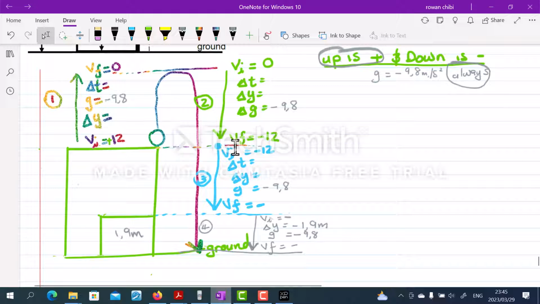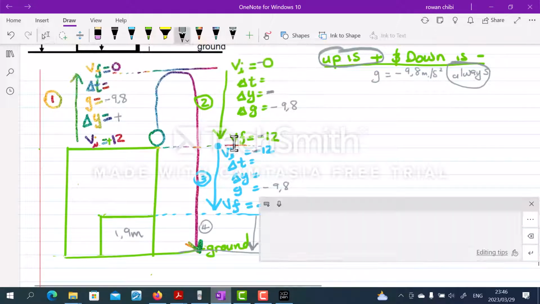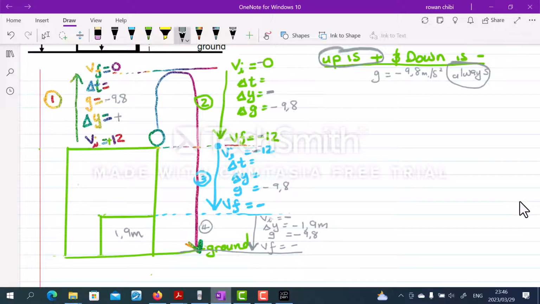But let's look at the velocity and displacement. When the ball is going up, the velocity is positive, and the displacement will also be positive. But when the ball is going down, the velocity is negative, the displacement is negative, and the final velocity there is negative. On section 3, when the ball is going down, the velocity starts as negative. Even at this point, it is still negative, and g is also negative.